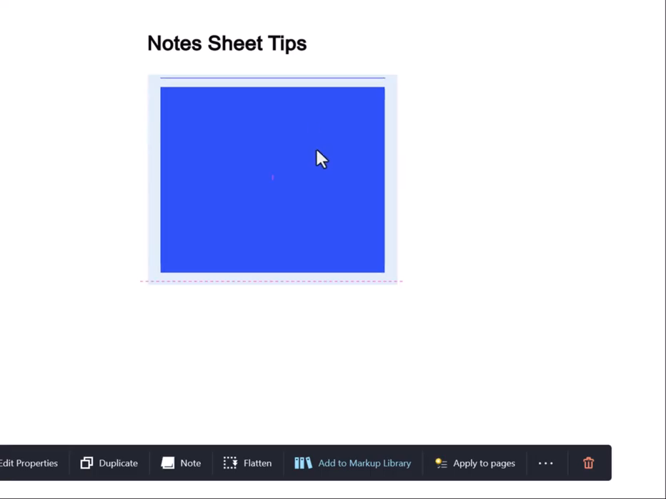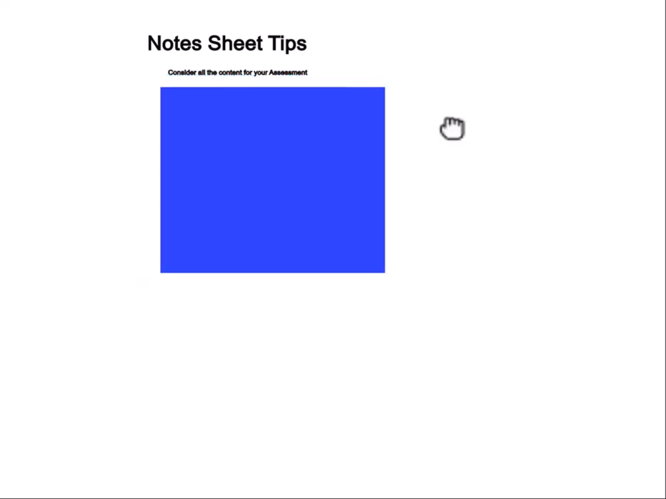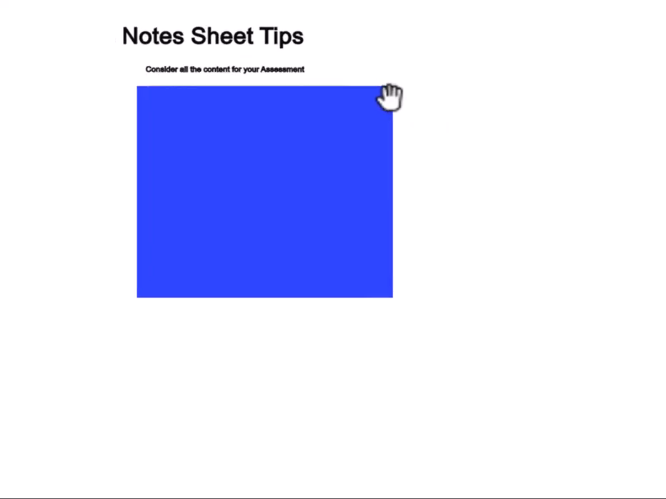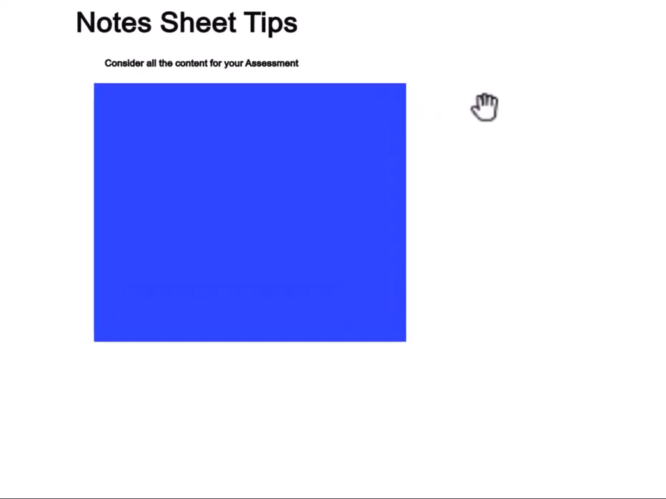So, the first thing I would say is consider all the content for your assessment. Okay? So think about all the things that you're going to be covering. Think about all the things that you're going to be looking at. That is the main thing that you've got to think of when you start. When you're going to have a notes sheet, you need to make sure that you know actually what's going to be in it. You really have to consider, if it's for a test, what was covered in the last test.